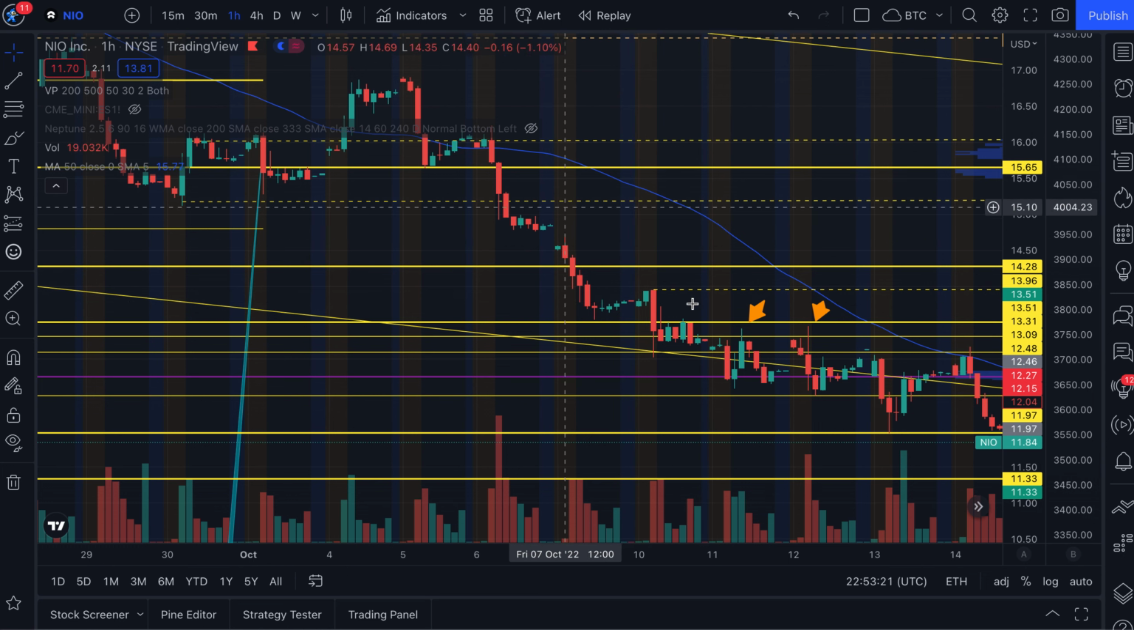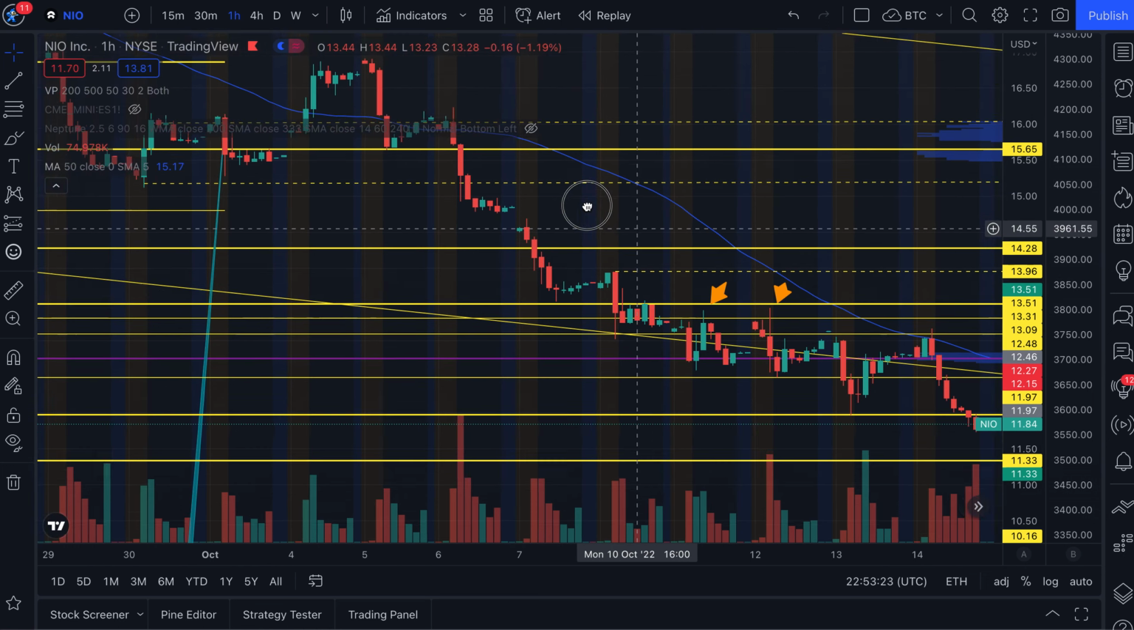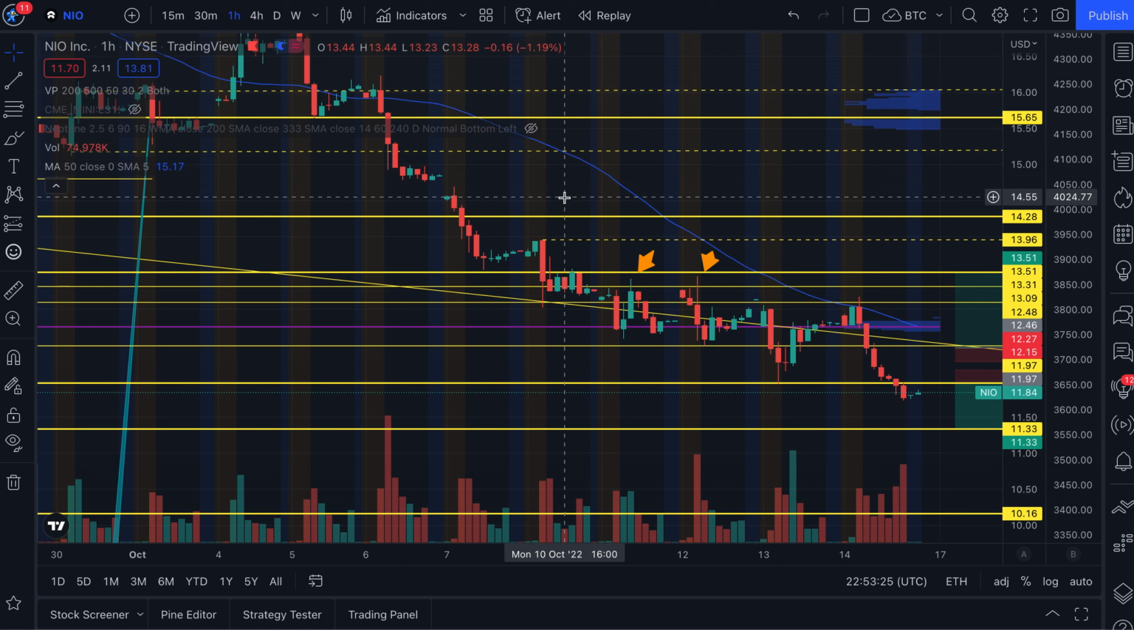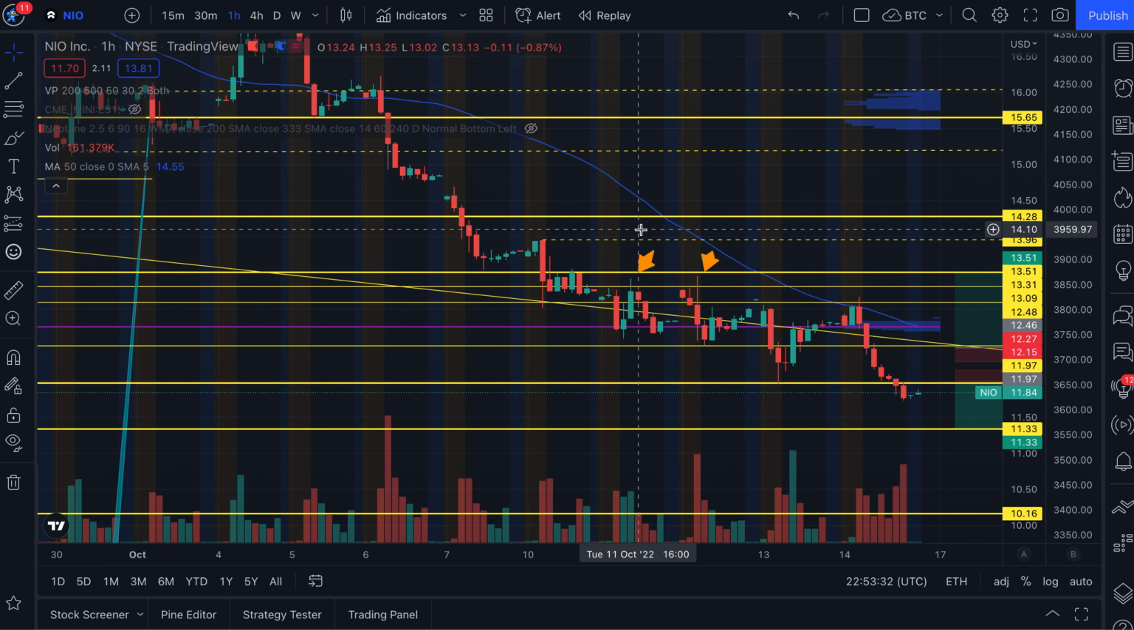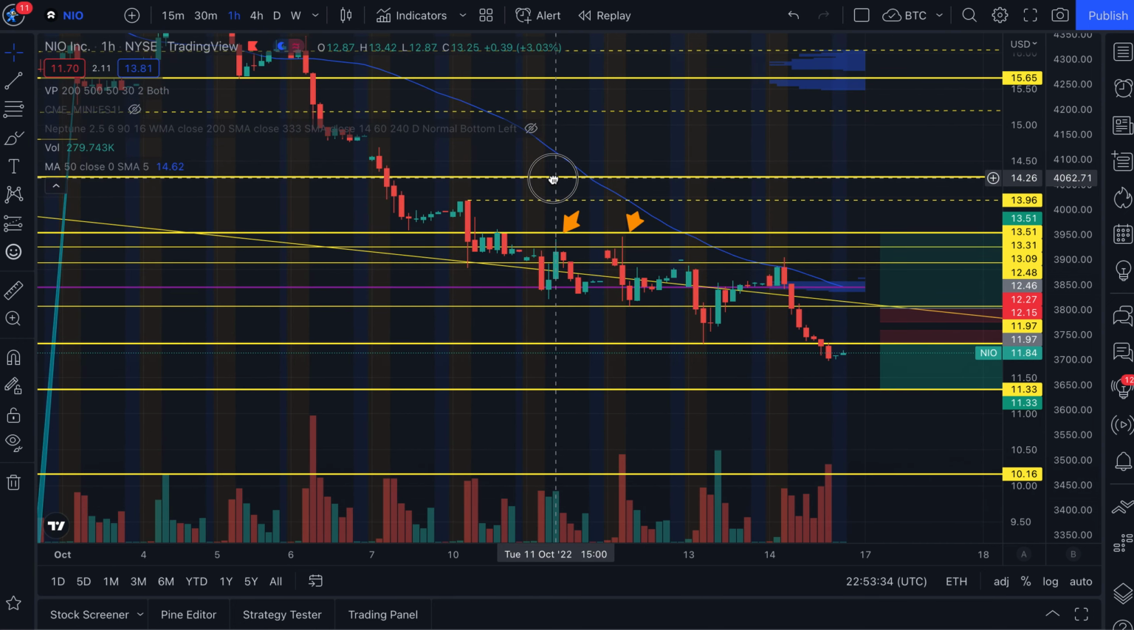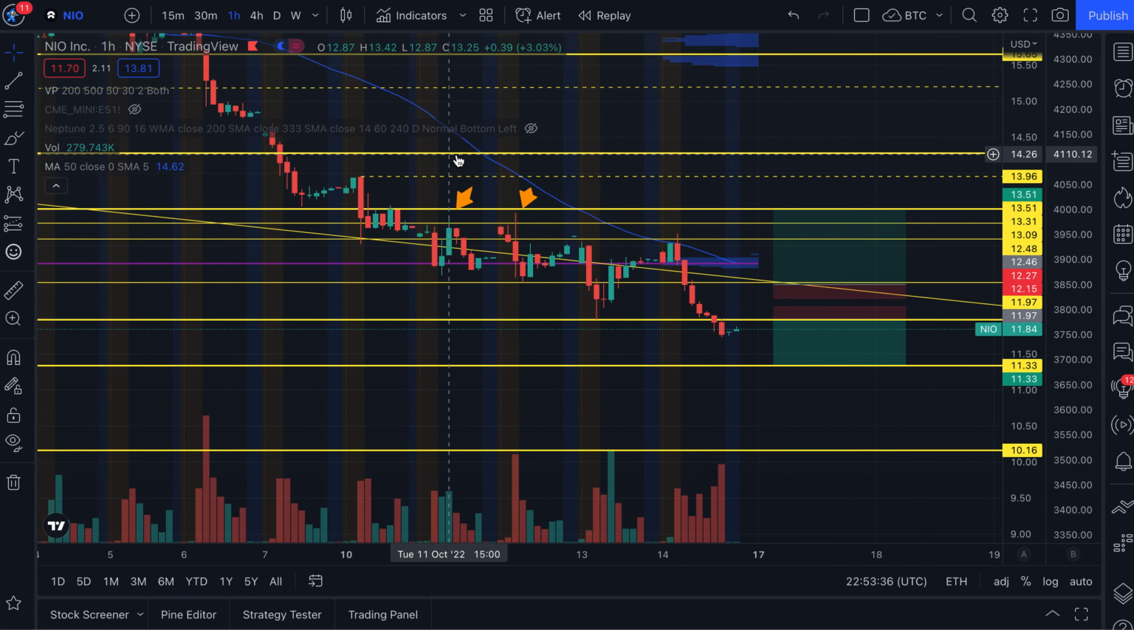Okay, and from here on out, it's just been bearish, bearish, bearish. There's no positive market news. There's no positive industry news for EVs. There's no positive news for NIO. So it's just kind of been melting down some more, and always bouncing off of this 50 SMA.